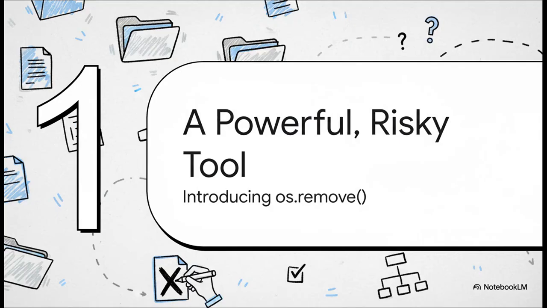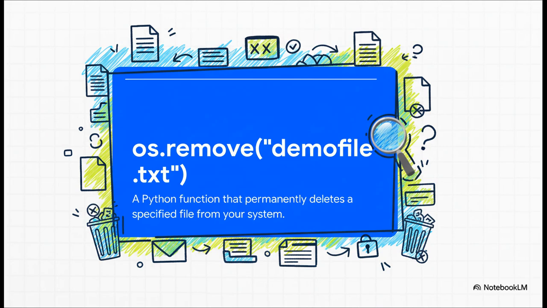Okay, let's get right into it by looking at our main tool for deleting a single file. It's part of Python's OS module, and it's called os.remove. And you'll see it's incredibly powerful, but yeah, it comes with a little bit of risk. So how do you use it? It's actually super simple. First, you've got to import the OS module right at the top of your script. Then you just call this one little line of code, os.remove, and inside the parentheses, you just put the name of the file you want to get rid of. It's direct, it's fast, and it does exactly what it says on the tin.